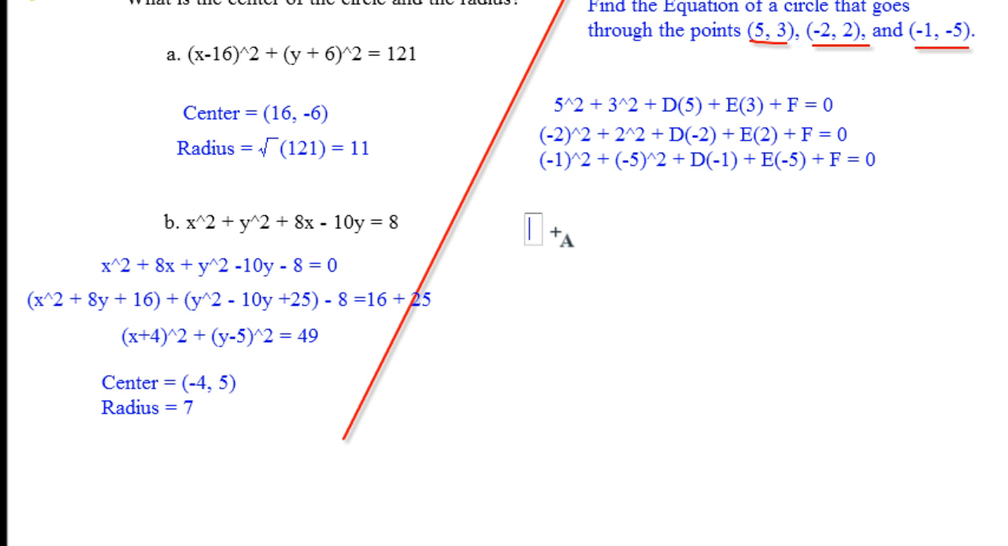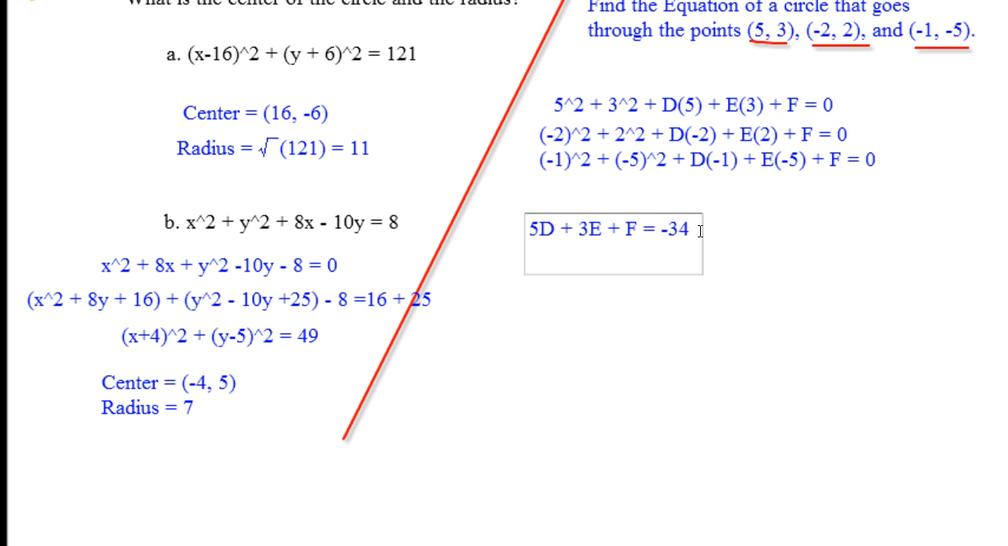So this is going to be 5d, sorry, I already screwed up the first part, plus 3e plus f equals, now I know that that's over there, this is a 25 and a 9, so that makes 34, so this is going to be negative 34, okay, right there. So that's my first set.